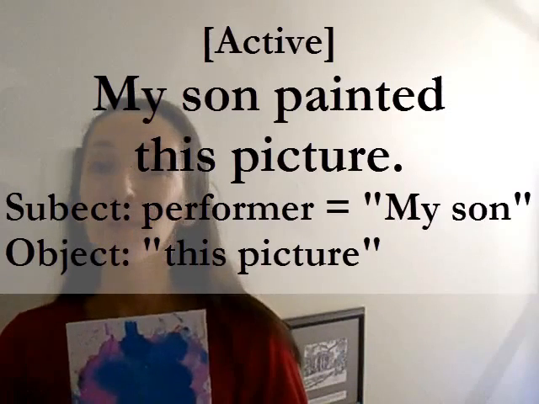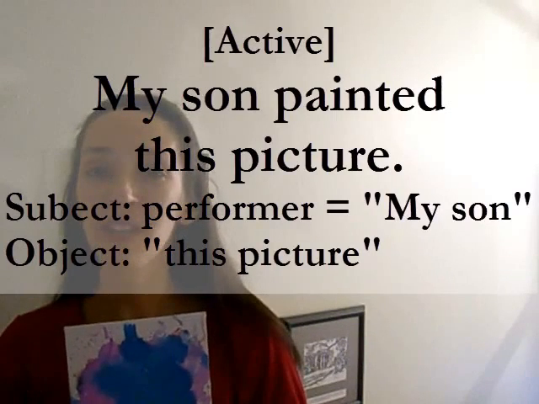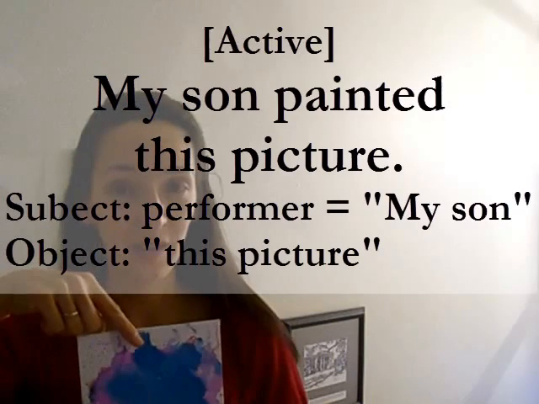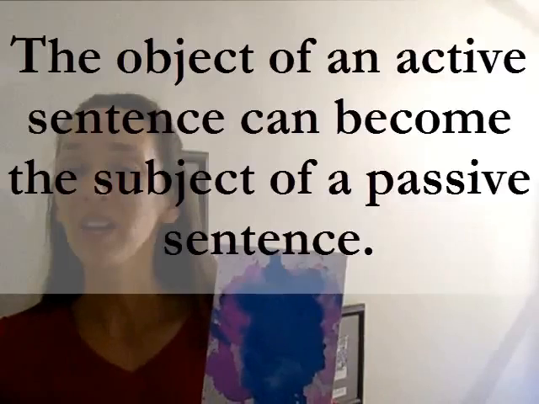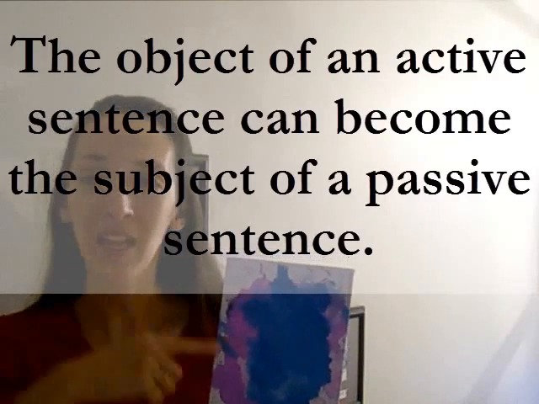For example, let's use my son's wonderful painting again. My son painted this picture. My son is the subject, and he performed an action. He painted this picture. This picture is the object. Now I can take the object and make it the subject of a passive sentence. This picture was made by my son. This painting was done by my son. So the picture and the painting receive the action. The object of the active sentence became the subject of the passive sentence.